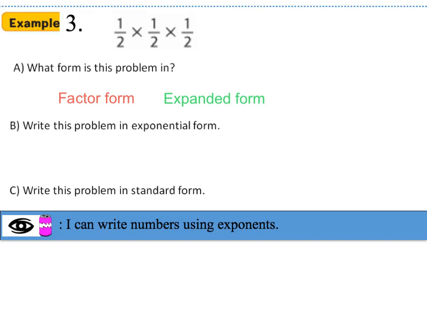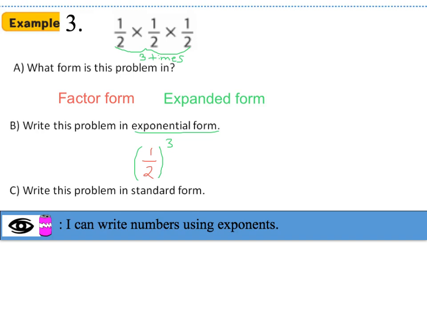For letter B, they're asking us to write this in exponential form. So my base is going to be 1/2 because that's the factor that's being repeated. Notice that the factor repeats 3 times, and because we're dealing with repeated multiplication, I know that I'm going to have an exponent in my answer in exponential form. So I'm going to put parentheses around my base, and I'm going to raise this to the third power because I'm multiplying 1/2 3 times.